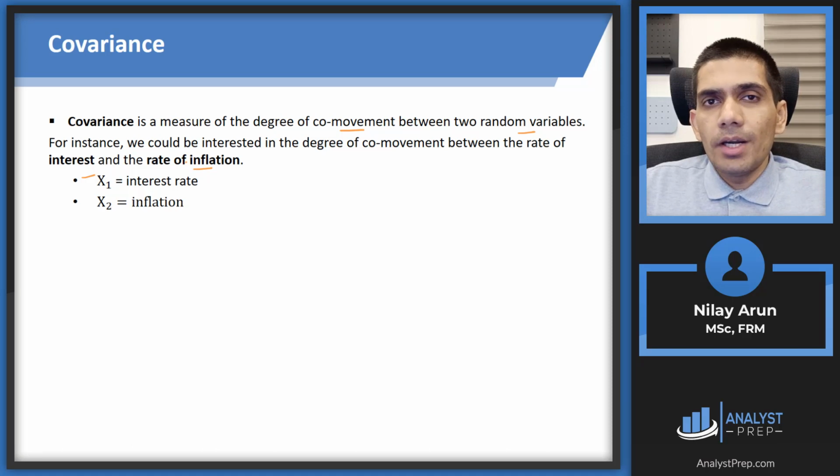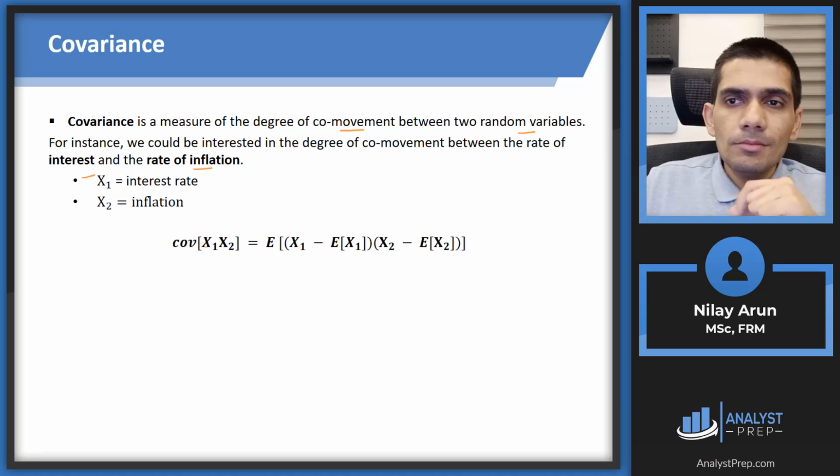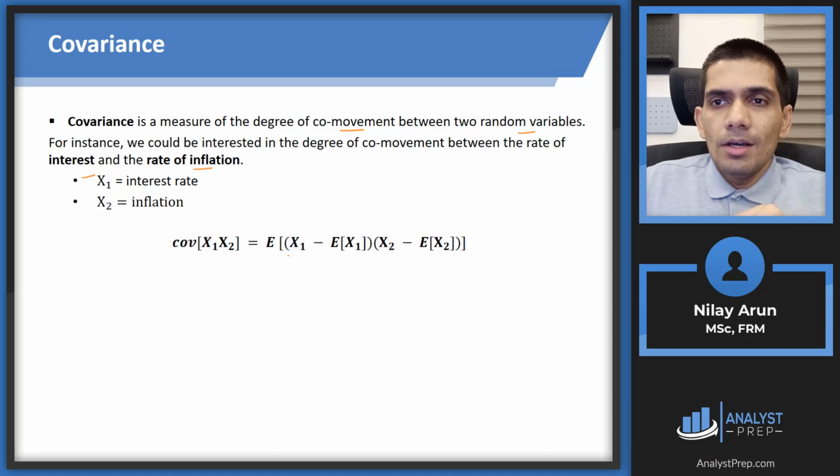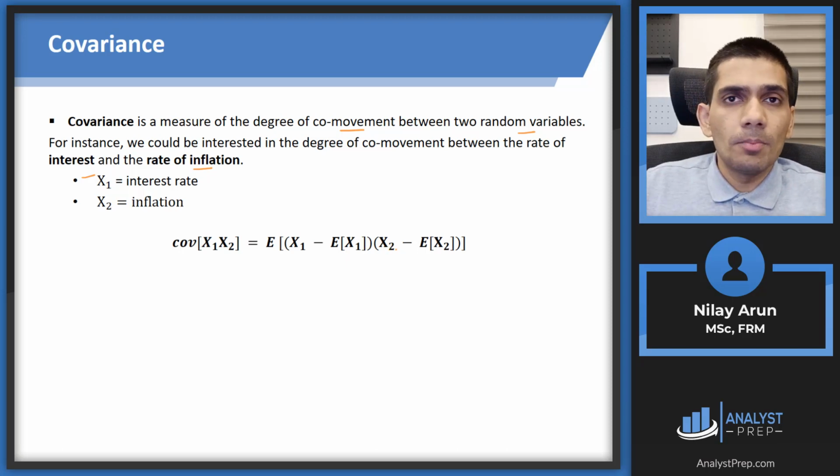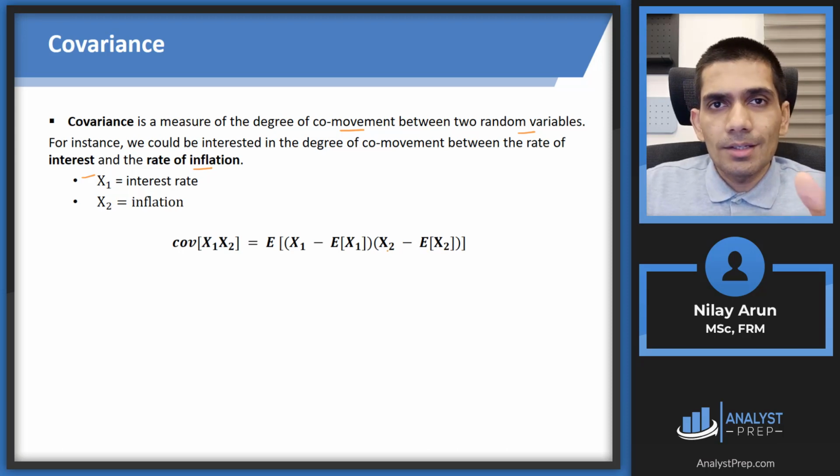Now, how do we calculate covariance? This is how we do it. We take x1 and we subtract the mean of x1. Then we multiply by x2, the next data series. We multiply the deviation from the mean for the next data series. So essentially what we do in covariance versus variance is that in covariance you have two different data series, let's say series x1 and x2.